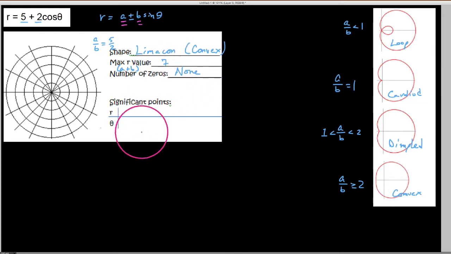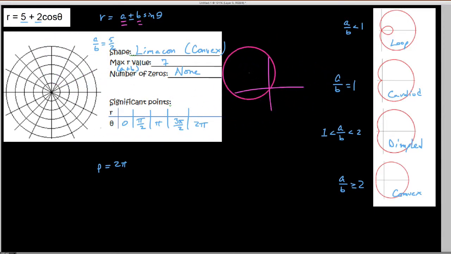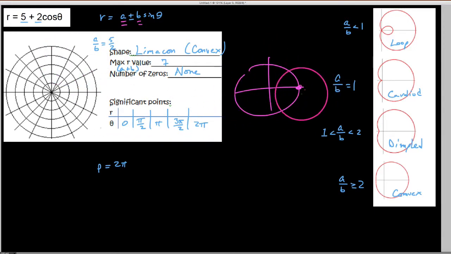Okay. So to graph significant points, recall that all limacons have a period of 2 pi. So we're going to go from angle 0 to 2 pi, and I would encourage going by pi halves increments here: pi halves, pi, 3 pi halves, and then 2 pi. So let's go ahead and plug in 0 into our function. Recall that on the unit circle, the cosine at 0 is 1, so 5 plus 2 gives us 7.